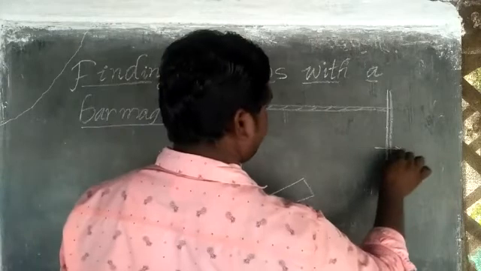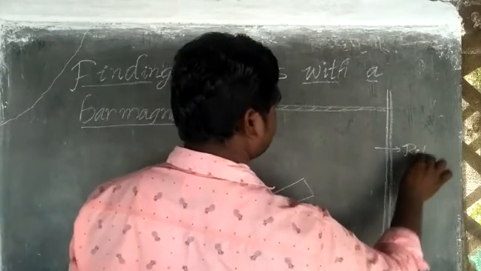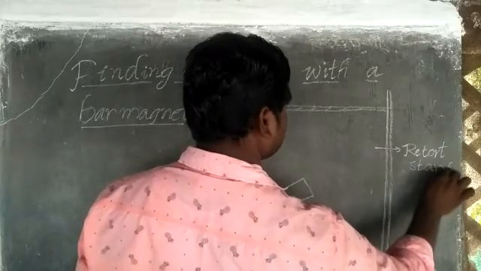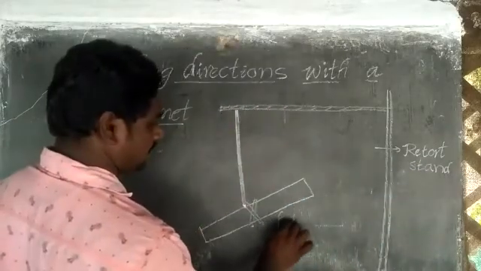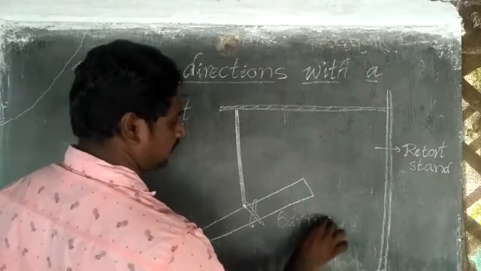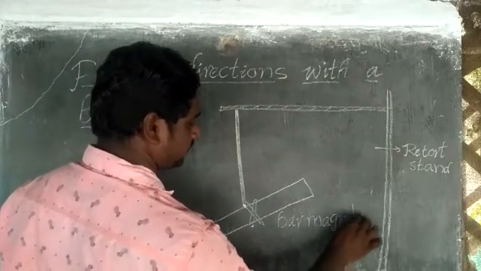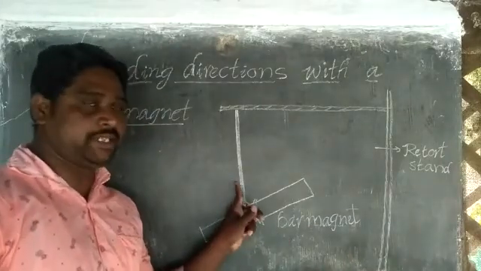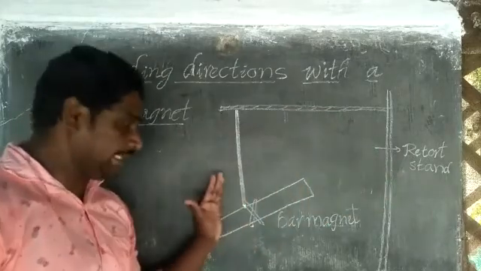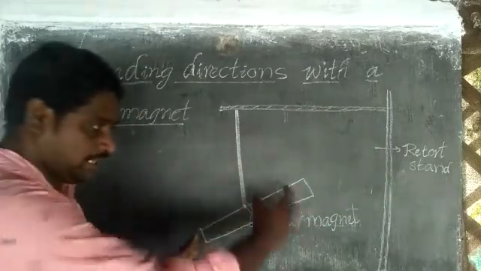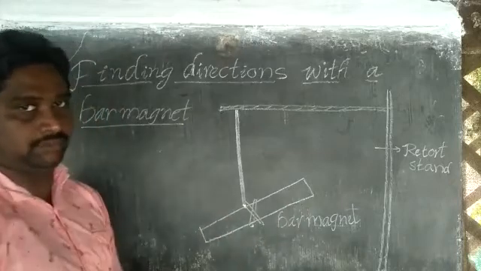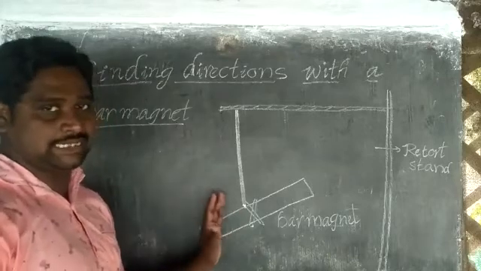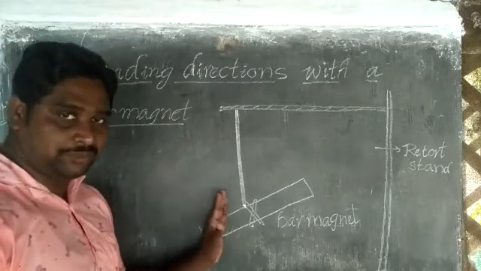Students, this is a retort stand. This is a bar magnet. This bar magnet is freely suspended from a retort stand. Initially, we observe that this bar magnet rotates. After a certain time interval, it will come to stationary. Stationary means it will come to rest.